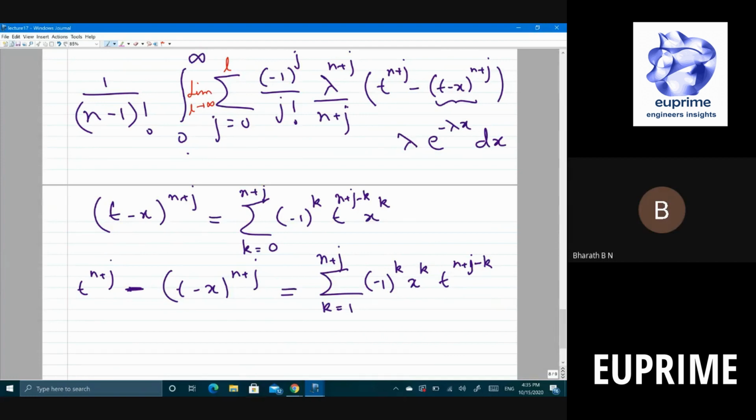When can you interchange? You can interchange only when dominated convergence applies, right? Or monotone convergence, right? You have studied this, right? Yes, sir. For the end, we have to see the sequence, right, sir? Yeah, the sequence as a function of j equal to 0 to L.